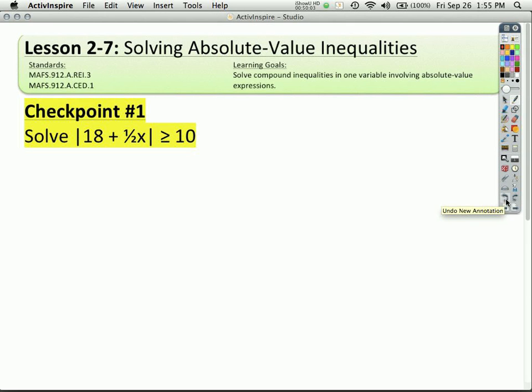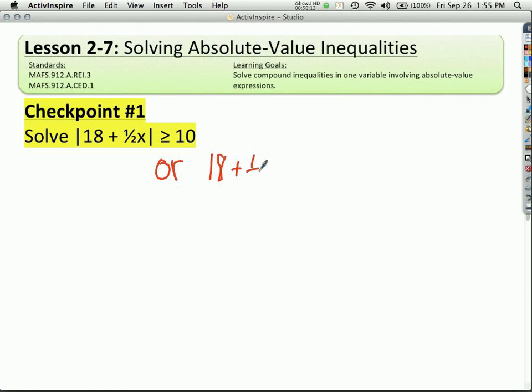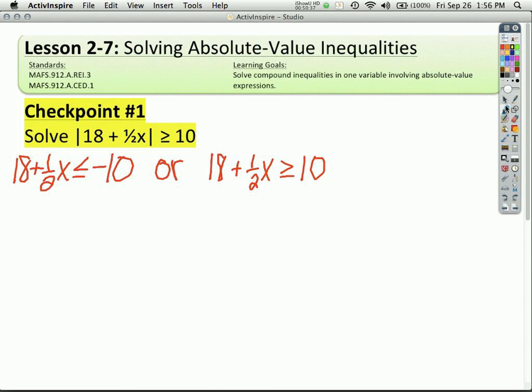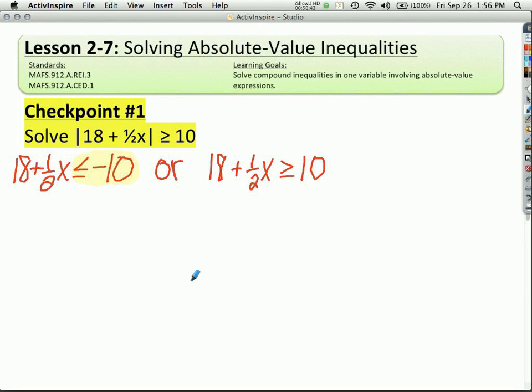What does this convert into, an or an and? Gary? Or. So we end up with 18 plus 1/2 x is greater than or equal to 10. And then on the left-hand side, it's going to be 18 plus 1/2 x, and what's the rest, Chanel? Less than or equal to negative 10. So that is what you learned today, is that to convert it, you have to do this right here. That's the key.